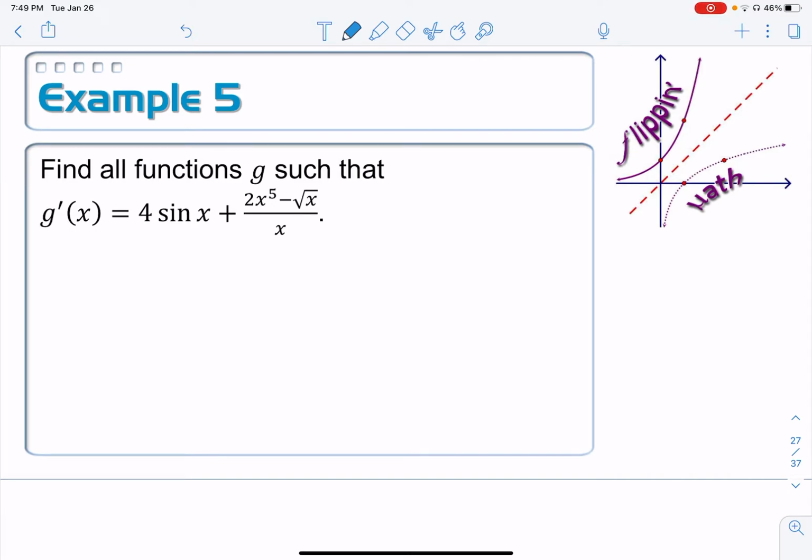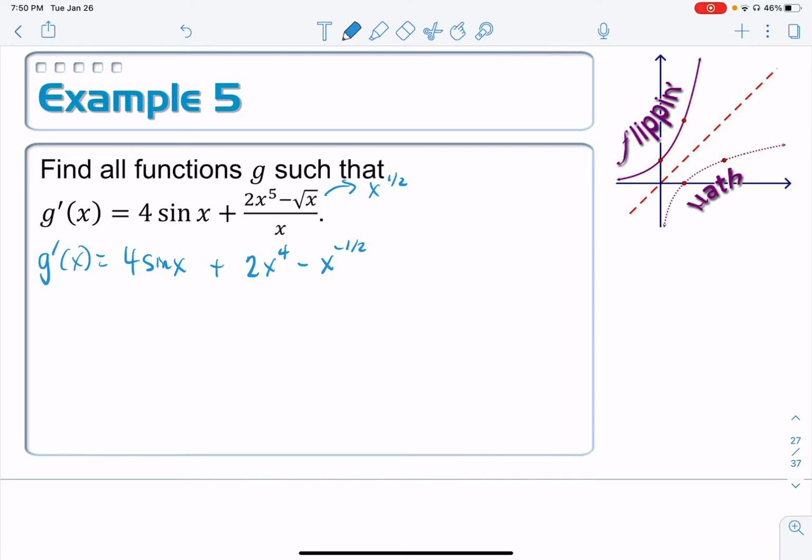So here, let's just rewrite this. g prime of x is equal to, bring down the 4 sine x, that's fine, but plus, take this x divided into 2x to the fifth and get 2x to the fourth, minus, and of course this is x to the 1/2, minus x to the 1 is going to be x to the negative 1/2. Now, let's term by term take the antiderivative.